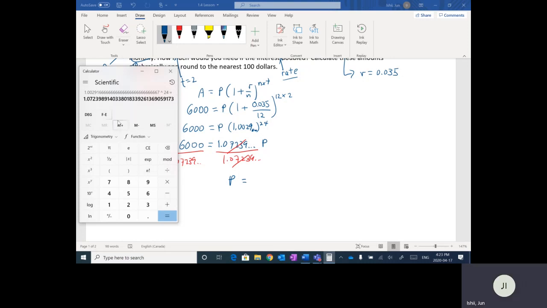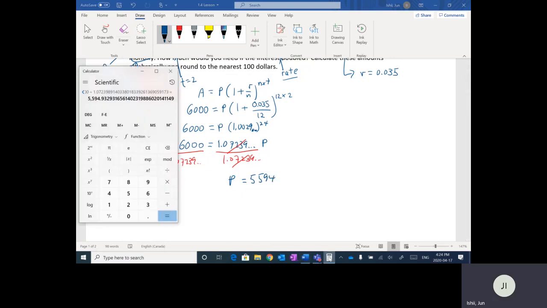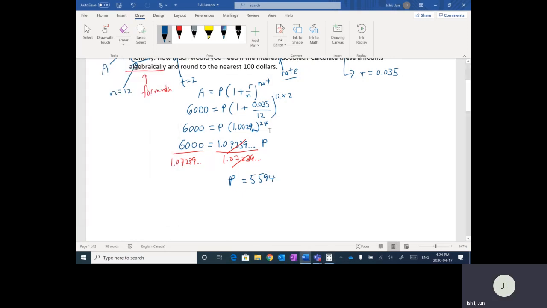Okay, so I just want to store this thing in here, so maybe that will work. Oh, I guess we'll see. All right, so 6,000 divided by, this should be memory recall. Yeah, there we go, memory recall. Okay, so again, I haven't rounded anything, I left everything in the calculator. And we get an answer of 5594.93.